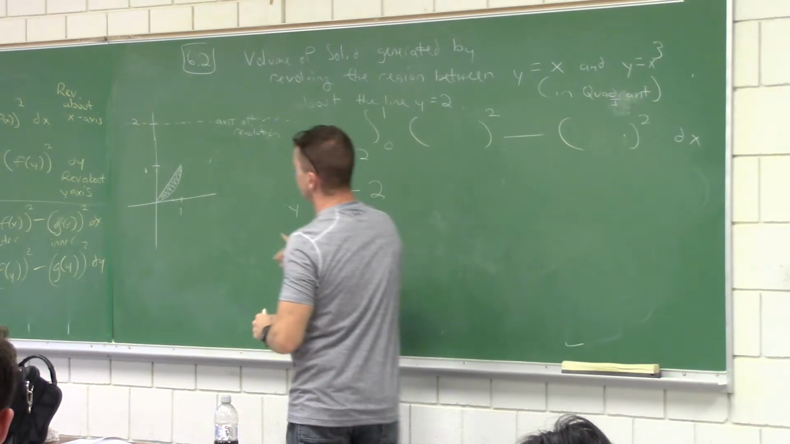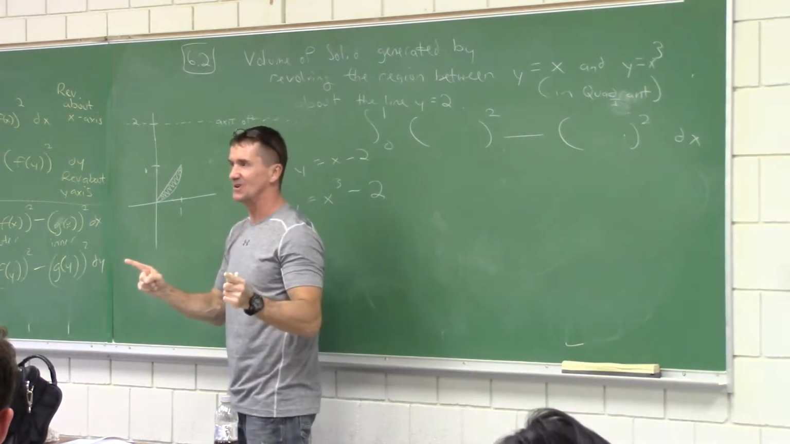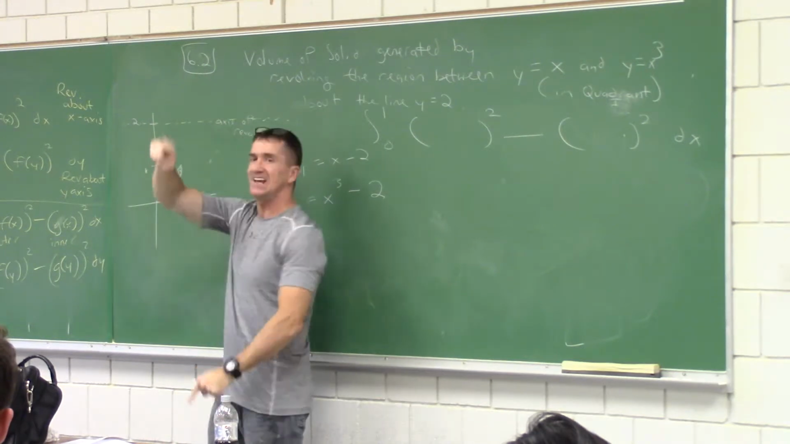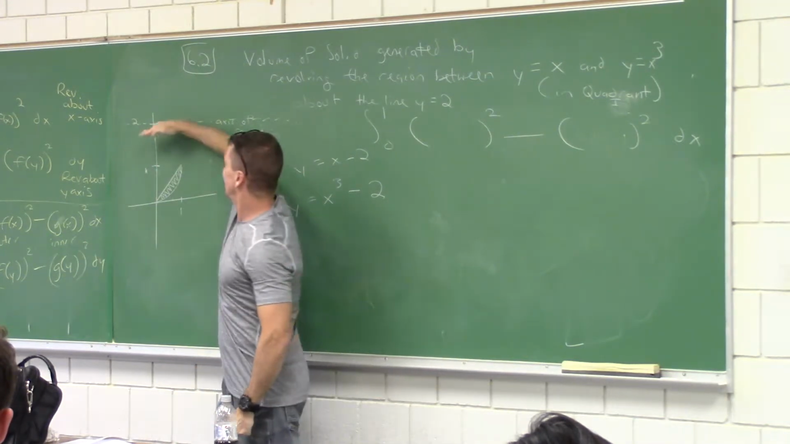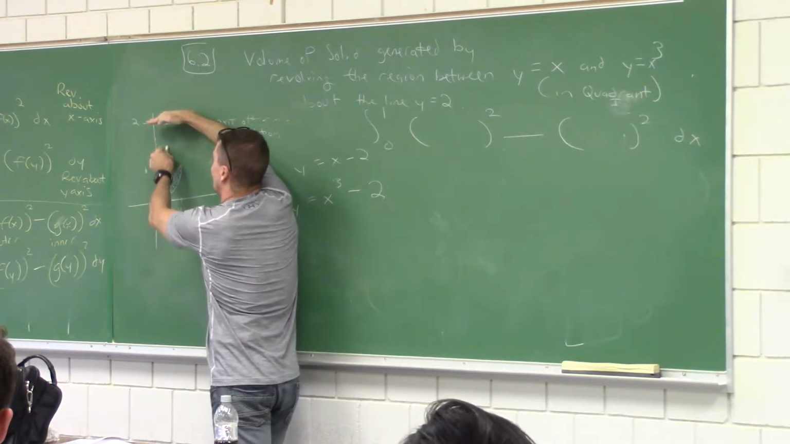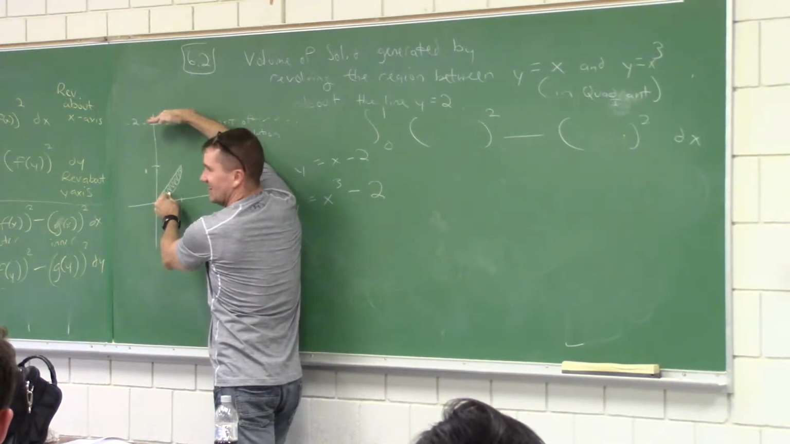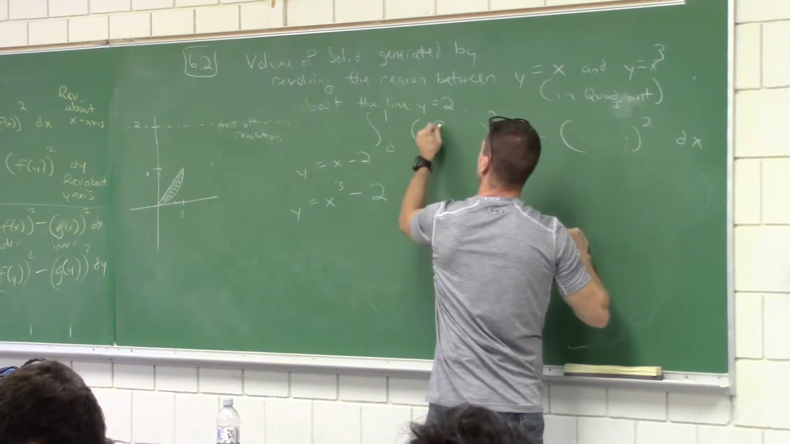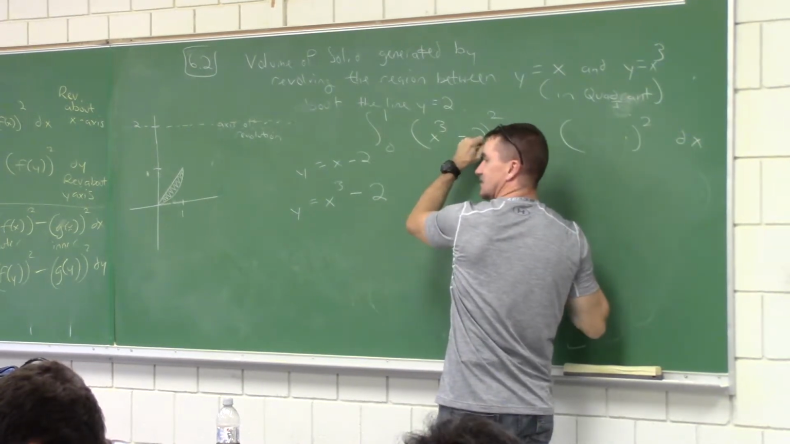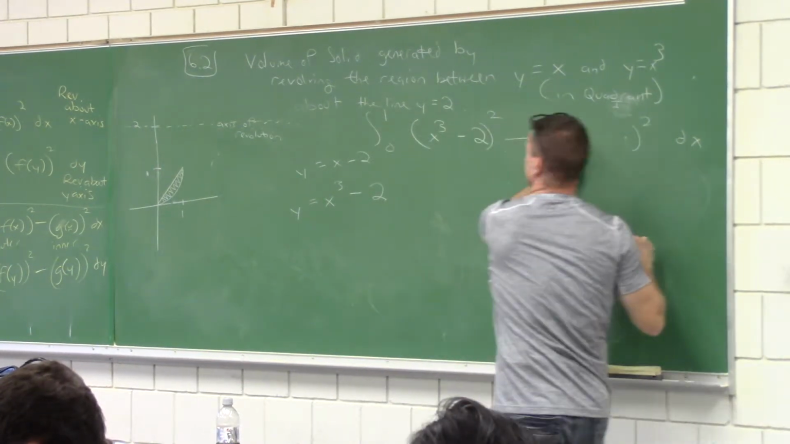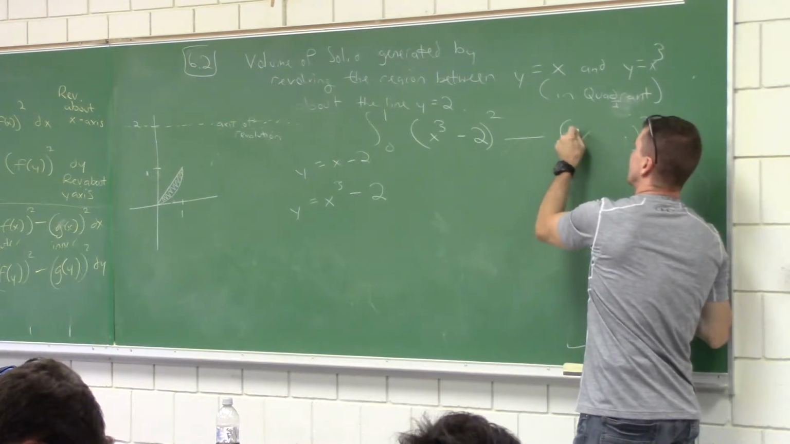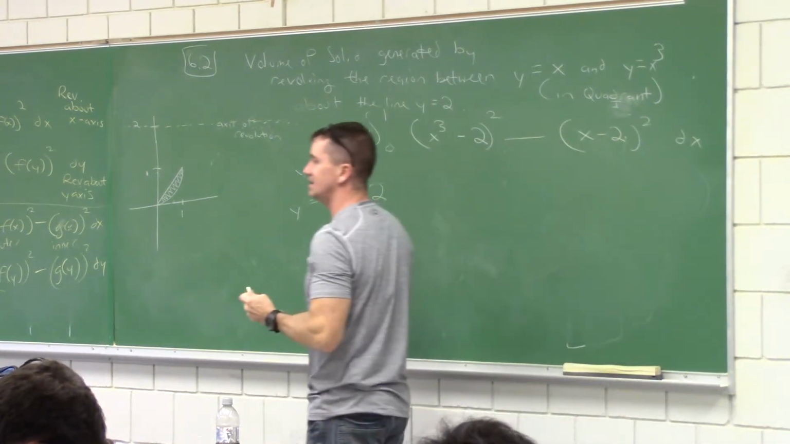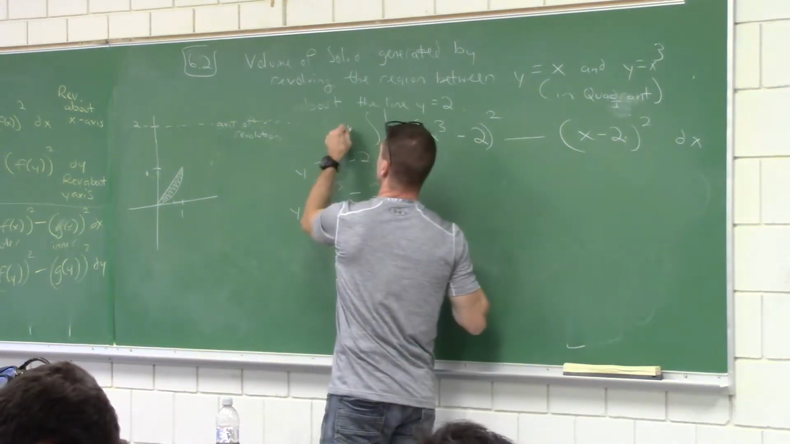Just be careful. Who's outer? Who's inner? Look at it carefully. Where's the axis of revolution? Here. Who is further away? X cubed. This thing, right? The x cubed. So I'll put that one here with the minus what? 2? And which one goes here? X minus 2. There you go. And look carefully, what did I forget? Pi. Alright, don't forget pi.